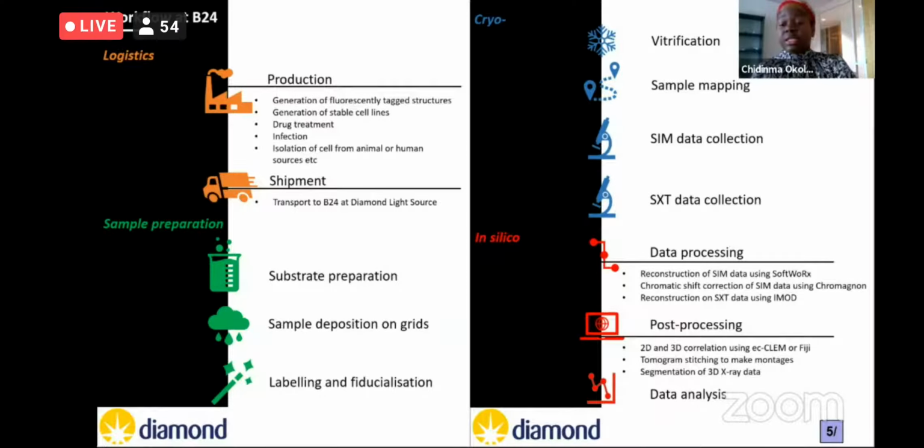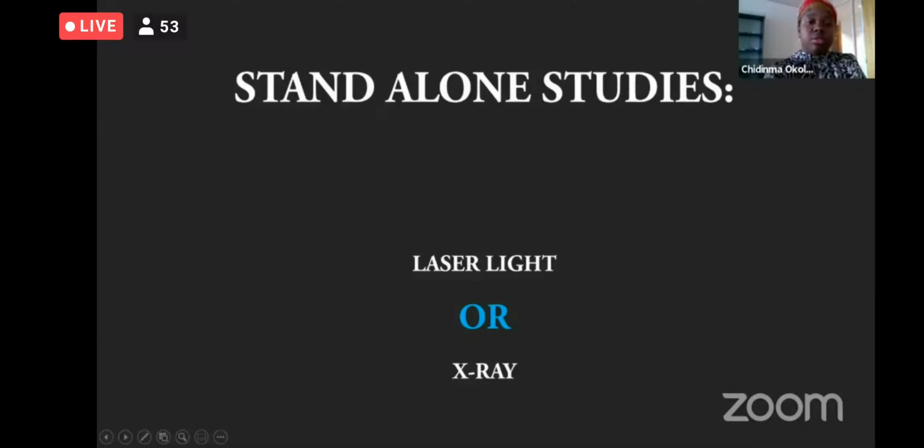If there's chromatic shift based on different wavelengths used, we can correct it using Chromagnon, reconstruct our data, and then post-processing involves segmentation, correlation, or making of montages from maybe different areas collected on X-ray. And also, we can get quantitative data from our fluorescence and X-ray applications.